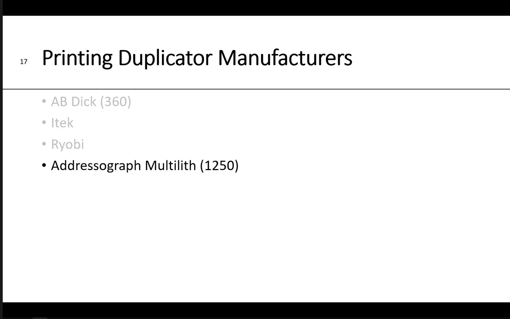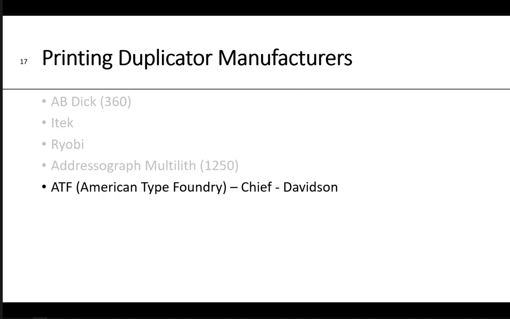Dresser Graph Multilith had their famous model 1250. What was nice about that press is it actually had a push side guide to it. ATF, the American Type Founders, had a press which was named a Chief, and then it was renamed to a Davidson. And then there was a Hamada printing duplicator.